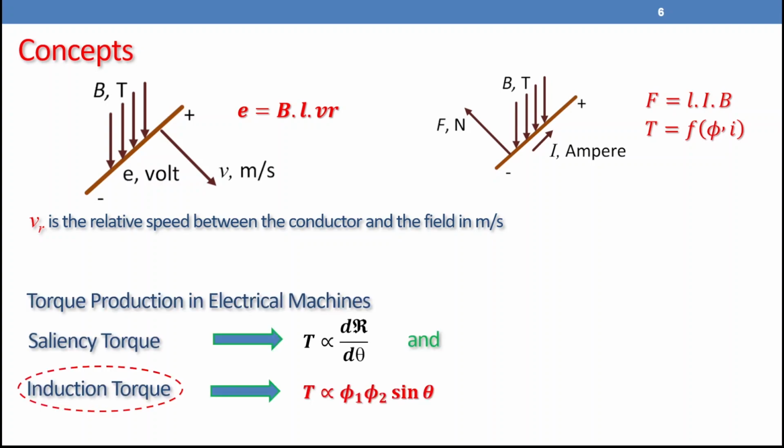Also, to have a torque in electrical machines, you have two types of torques. One of them we call saliency torque, where torque is proportional to the rate of change of the reluctance with respect to the position. And another type, which is what we are going to look at, is the induction torque. Torque is proportional to two fluxes and an angle between them. So here in an induction machine, we have flux in the stator and flux in the rotor, and there is an angle between them. So torque is proportional to phi1 phi2 sine theta. We call it induction torque, and this is why we call it induction machine.